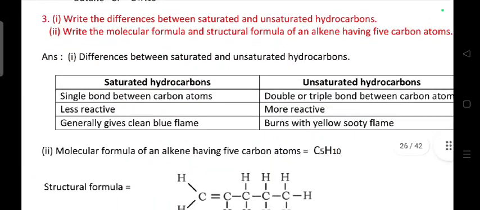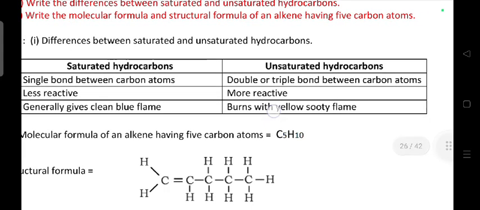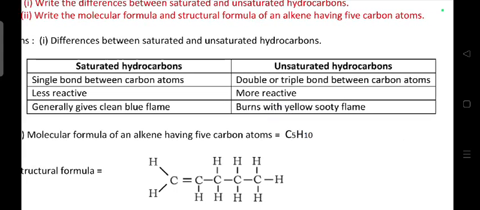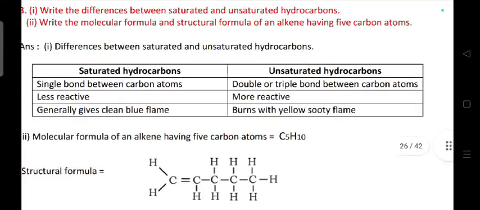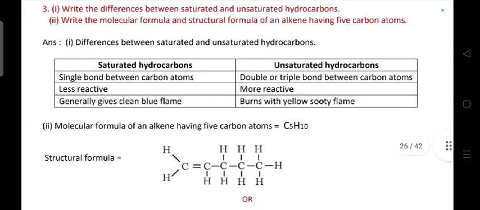So the next question is: write the difference between saturated and unsaturated hydrocarbons. Write the molecular formula and structural formula of an alkene having 5 carbon atoms. So here, the difference between saturated and unsaturated hydrocarbons: saturated hydrocarbons have single bonds between carbon atoms. Here, unsaturated have double and triple bonds between the carbon atoms. Less reactive, more reactive. Generally gives a clean blue flame, burned with a yellow sooty flame.